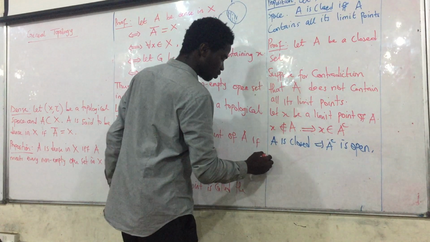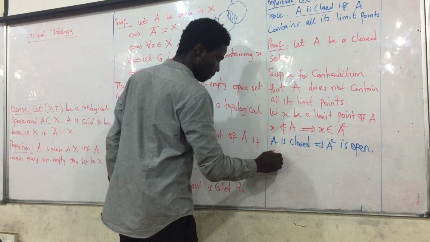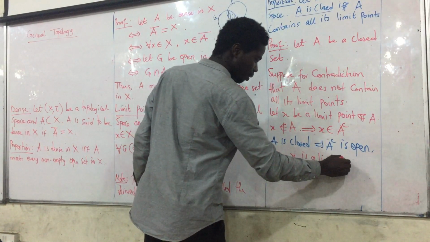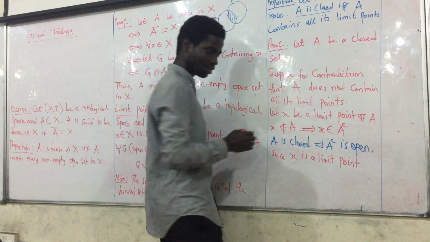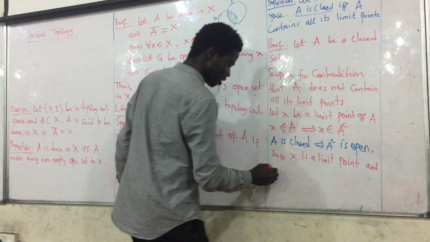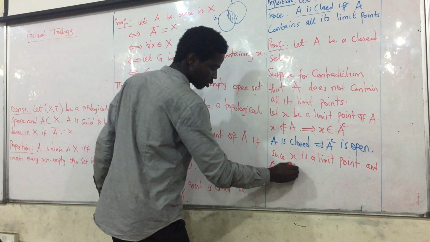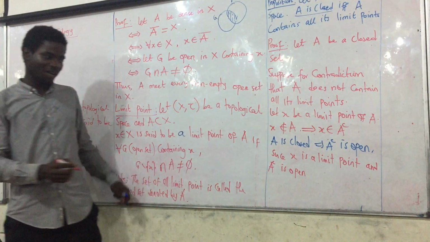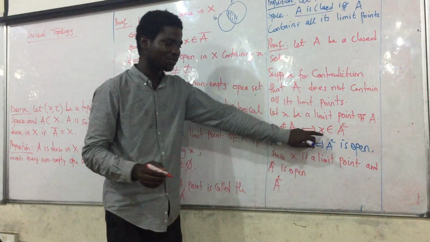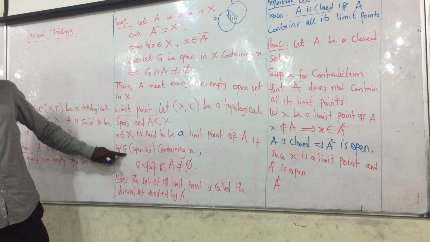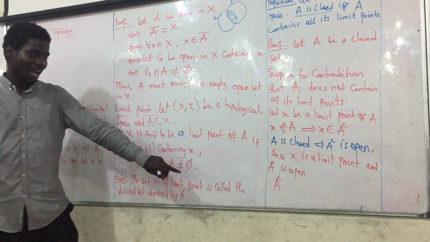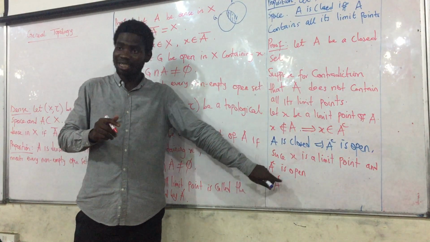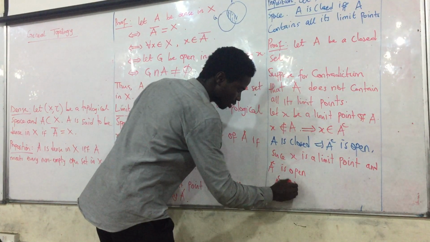Now, what follows? Since S is a limit point, and A complement is open, it means that I can take this A complement minus x. In fact, A complement even contains x, isn't it? For every open set containing x, and A complement is open and it contains x, and I remove the x, isn't it?